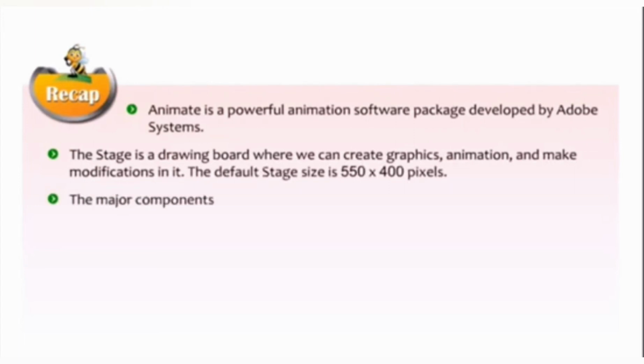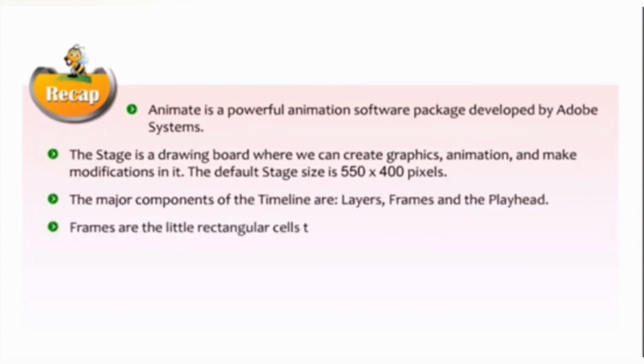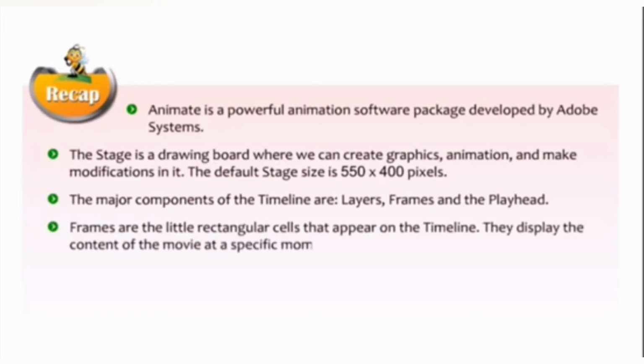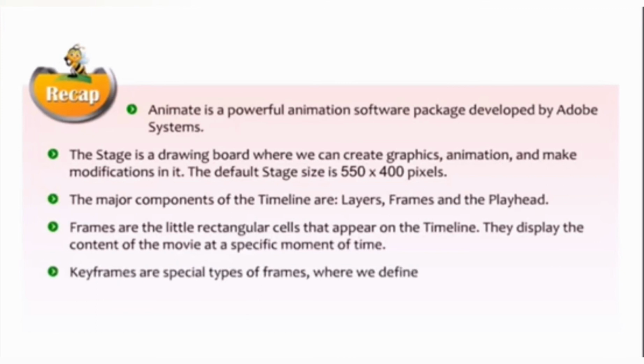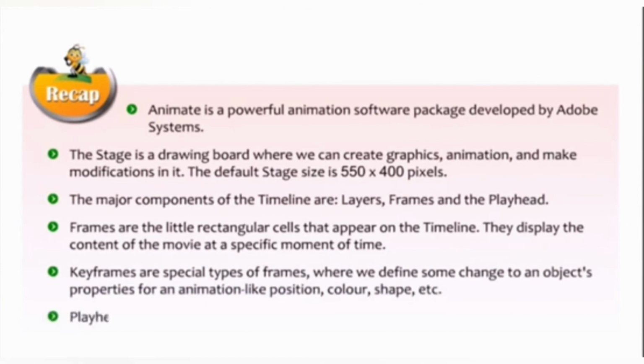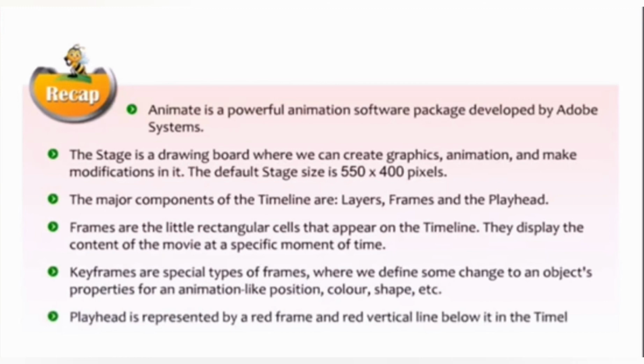The major components of the timeline are layers, frames, and the playhead. Frames are the little rectangular cells that appear on the timeline. They display the content of the movie at a specific moment of time. Keyframes are special types of frames where we define some changes to an object's properties for an animation like position, color, shape, etc.